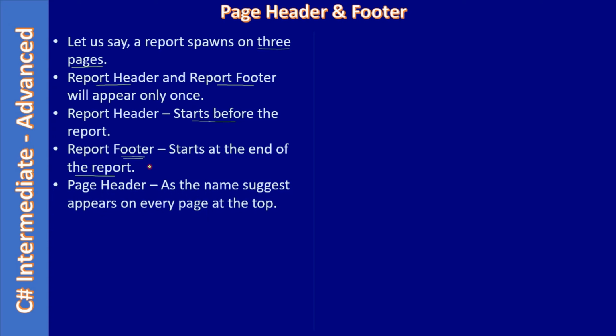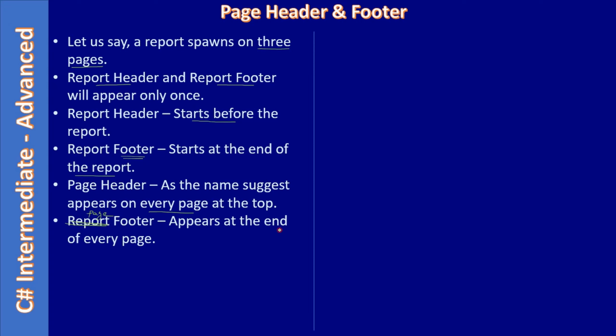Page header, as the name suggests, appears on every page. So here we are saying a 3-page report, right? The page header appears on every page, whereas the report header appears before the report starts. So it can be in the middle as well, but the page header, if you see, will be at the top of the page. Similarly, this is not the report footer, this is the page footer.